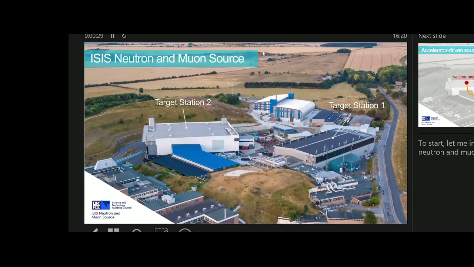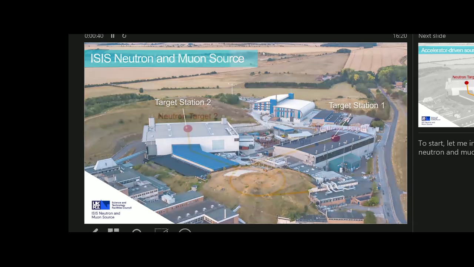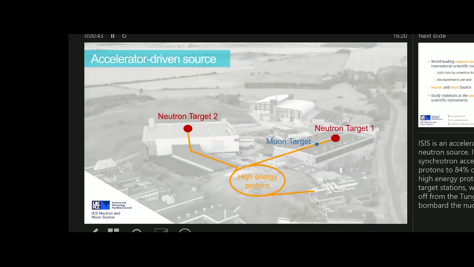We are the UK's national neutron facility, and we are located in the south part of Oxfordshire. It's about 20 minutes to Oxford City and about 1 hour to London. And this is how our facility looks.